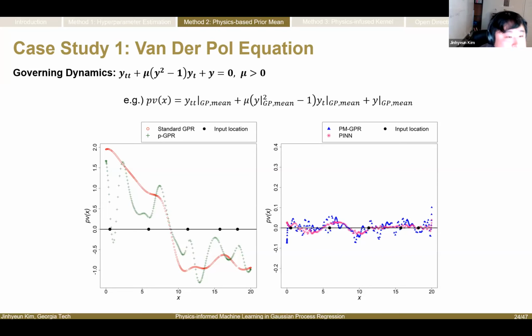When you look at the scale of the left plot, which is for the standard GPR and PGPR, and the right plot, which is the PM GPR and PINN, both models, PM GPR and PINN, can significantly reduce the violation in physics. Ideally, it should go to 0 for noiseless training data.